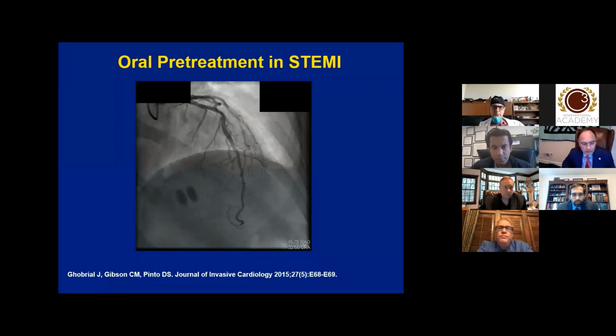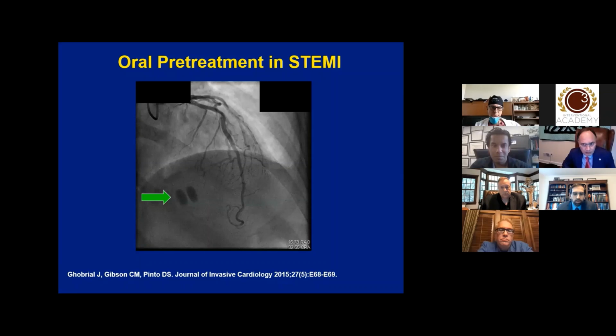I can go through all the data, except I don't have time to go through the data. So sometimes a picture is worth 1,000 words. This is from the cath lab of Dr. Gibson and Dr. Pinto, the BI here in Boston. You can see here a successfully recanalized STEMI patient, beautiful angiographic result. But what's not so beautiful is the two 300 milligram tablets of clopidogrel still sitting there in the gastric fundus at the time of the completion of the procedure.